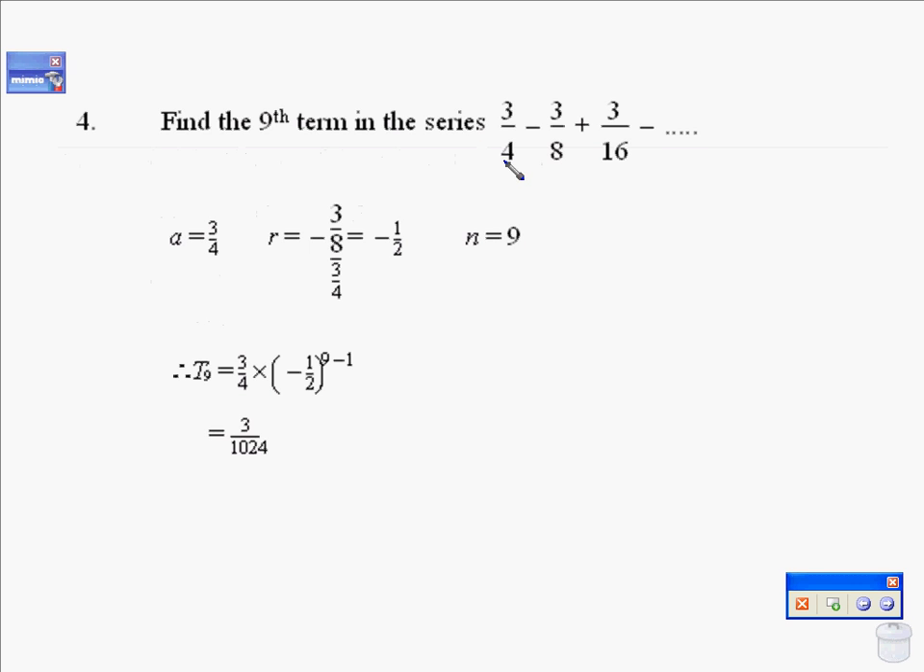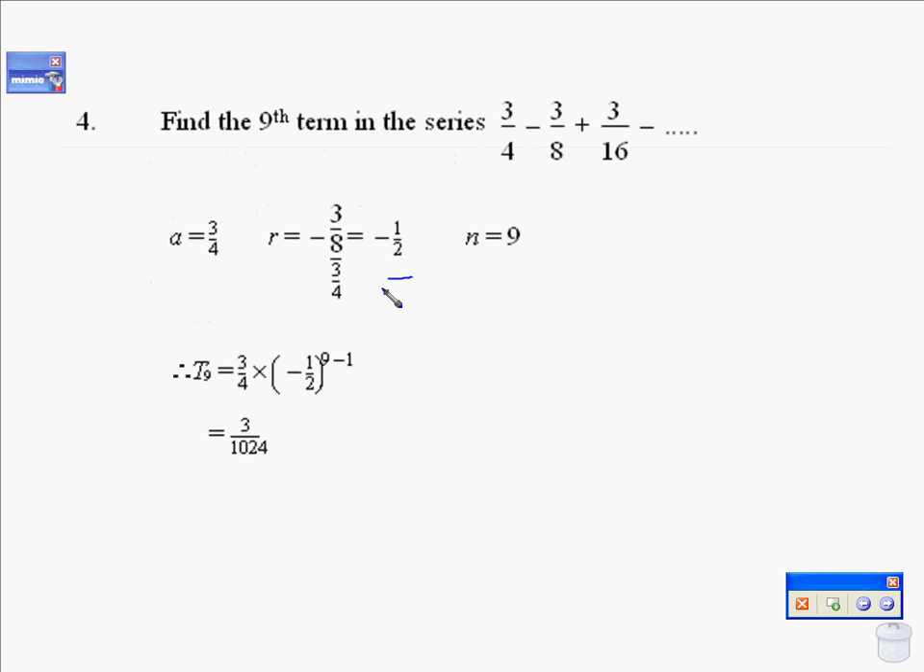The 9th term in the series: 3/4, minus 3/8. This time you have a look, you do your second term divided by your first. Again, be careful with your calculator work. You see your ratio now is -1/2. So we're multiplying by -1/2 to get our series.